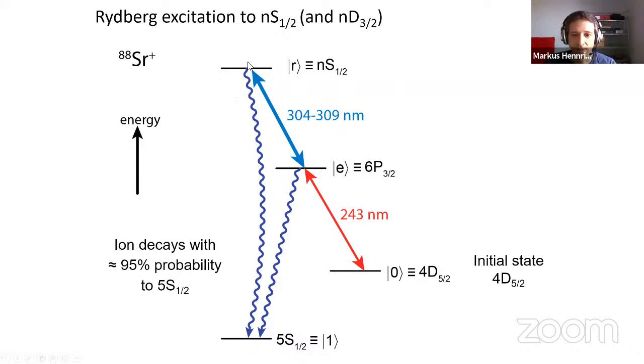Interestingly, both of these states, the Rydberg state as well as the intermediate state, decay mostly back to the ground state with a 95% probability. Of course, it's not a direct decay to the ground state, but actually a multi-photon process going down. But the probability to go to the ground state is 95%, so almost nothing goes back to the metastable state.